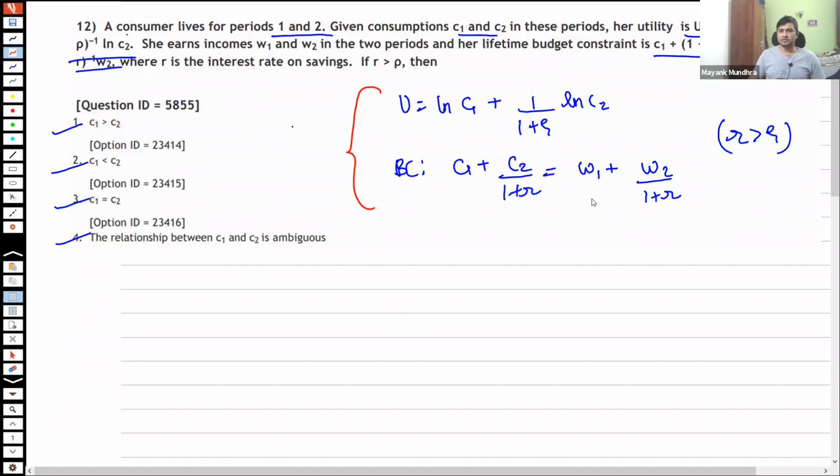In a question like this, you see this is a constant, so you can write this as some real number I. You don't need to keep working with W1 plus W2 upon 1 plus R because it might get messy. So instead, you can just substitute W1 plus W2 upon 1 plus R with some variable I. So you can write this as C1 plus C2 upon 1 plus R equals I.